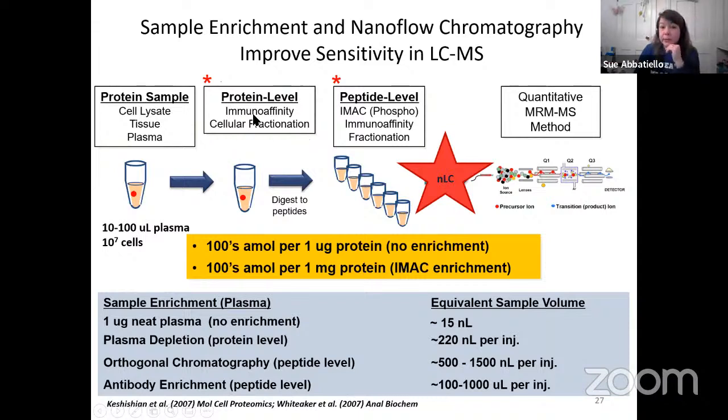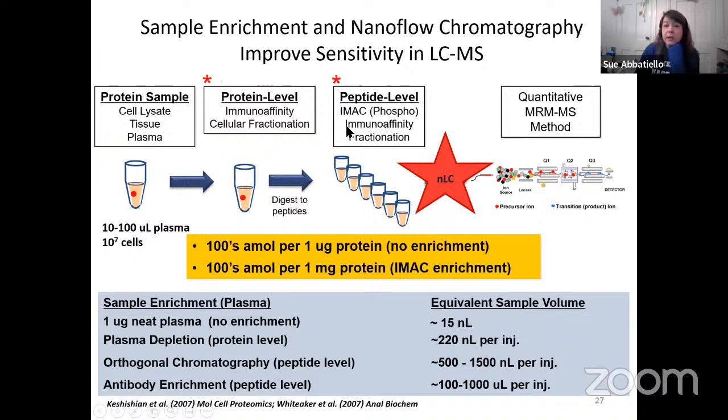You can do protein level enrichment by affinity. You can do an anti-protein antibody to enrich just your protein. You can pull out particular aspects of the proteins in your sample. You could do cellular fractionation, you could do size exclusion, you could do ion exchange, and separate your total number of proteins into bins, and then fractionate them and analyze them one by one to help get to lower amounts of protein per sample.